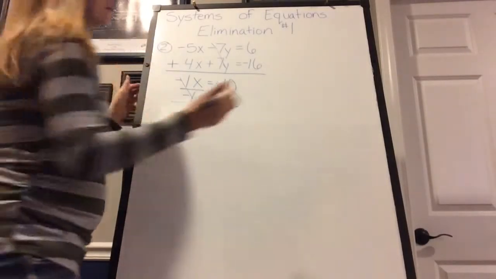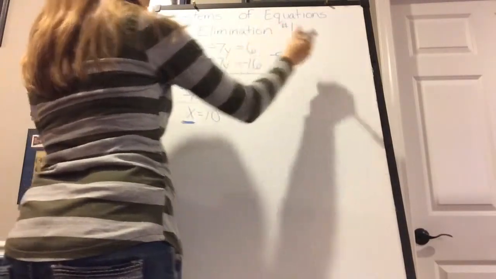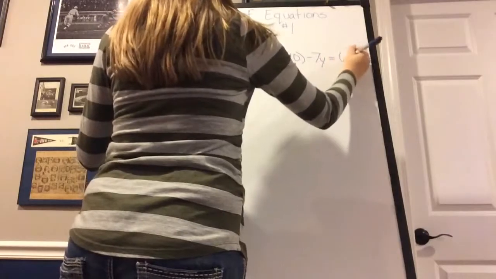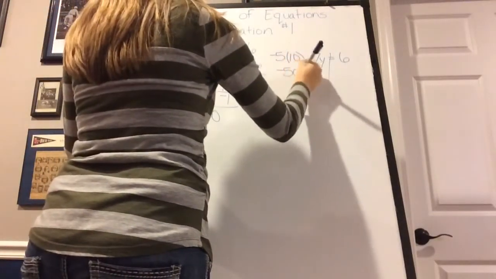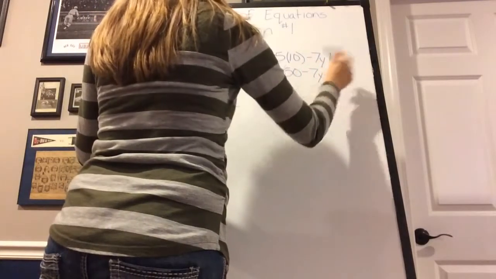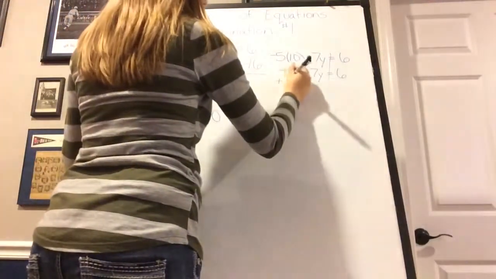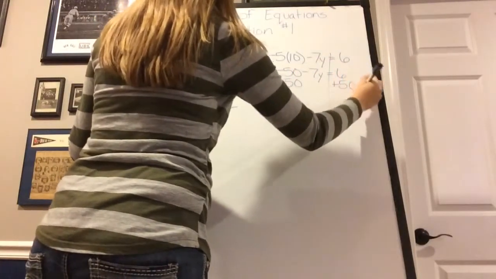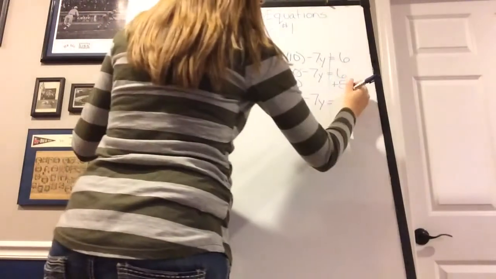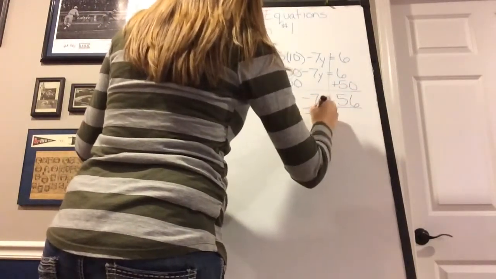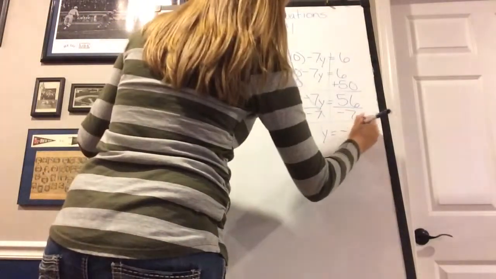So put the 10 in for x. My negative 5 stays the same, but instead of x I put 10. Everything else stays the same. So minus 7y equals 6. And then I'm going to go ahead and solve this. Do the multiplication first. Negative 5 times 10 is negative 50 minus 7y equals 6. So to solve this for y, I need to cancel out the negative 50. So the opposite would be positive 50, plus 50 here, plus 50 over here. Both sides. They cancel. My negative 7y stays the same. 6 plus 50 is 56. And my last step is to divide by negative 7 on both sides. So I get y equals 56 divided by negative 7 is negative 8.